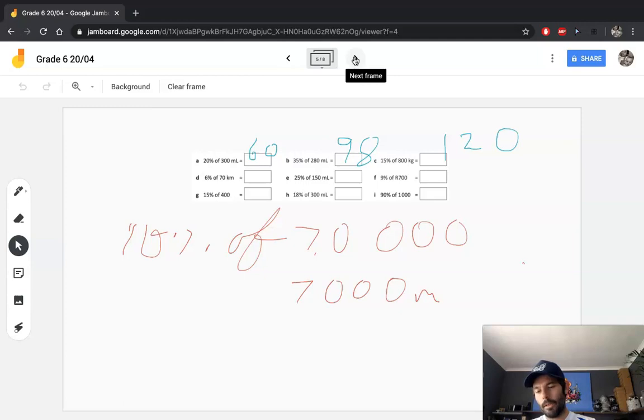Then 1% is going to be 700 meters, and then you can work out the 6% by multiplying 700 by 6, and you still get to the same amount.